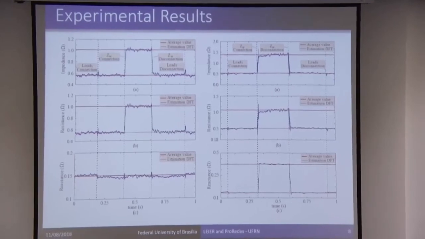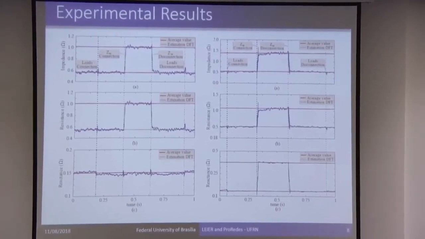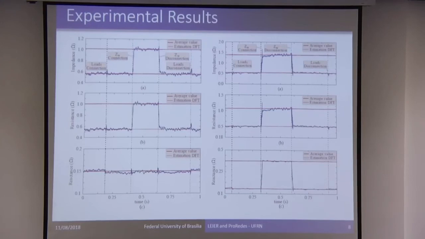And two scenarios basically were tested. One, a pure resistive component was added to the grid, and two, a complex impedance was added to the grid. And these are the results obtained. On the left, the pure resistive case. On the right, the complex case. On the first, we have the model of the impedance. The second is the resistance part, and the last one is the reactance.